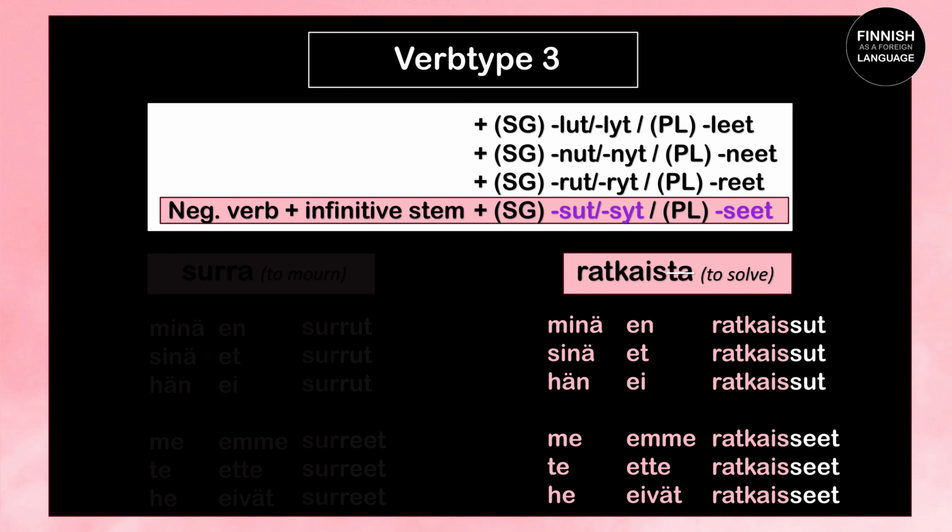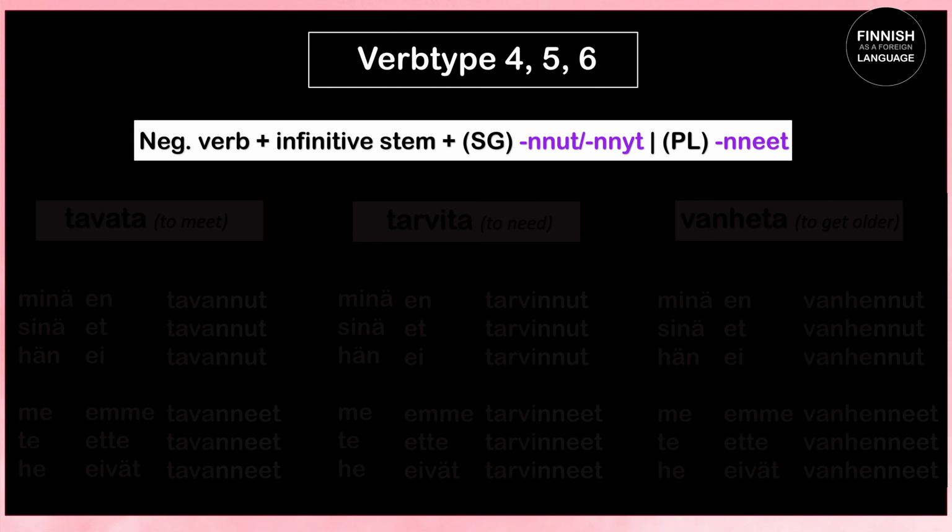Great! Now let's move on to verb type 4, 5 and 6 at once, because they all work the same. So here we need again the negative verb plus the infinitive stem, and then we add either not or nut. Here we need two ends, or the ending net for plural. Also here we have two ends. So what's important here? For the verbs of type 4, 5 and 6, the endings get two ends. To receive the infinitive stem of these verb types, we have to remove the two last letters of the infinitive verb. Let's take a look at some examples.